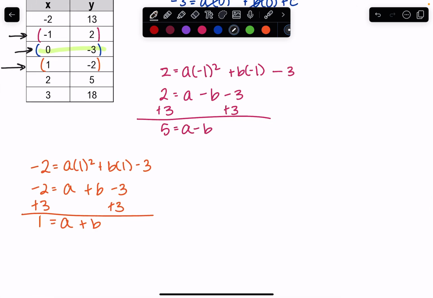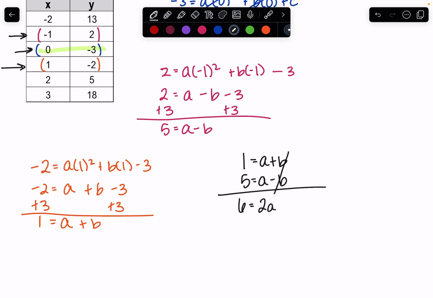And because I chose such nice numbers, I chose the 1s and the 2s, I have a lot of coefficients of 1 here. And all I would really need to do is stack these 2 up on top of each other, and I can just eliminate down. Because notice what happens here. I have a B and I have a minus B. I can just add these together. My B's are going to eliminate. So I get 1 plus 5 is 6. A plus A is 2A. I can divide by 2 to find that A is 3.